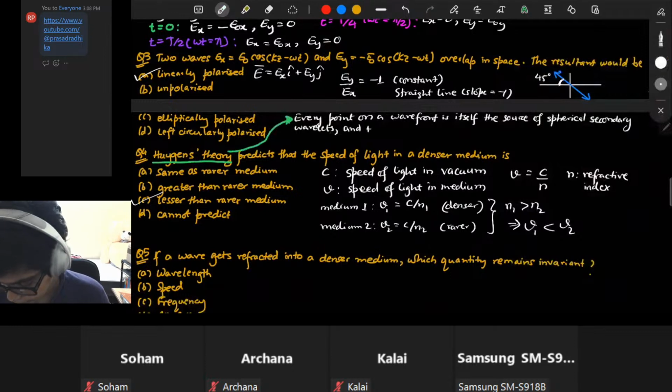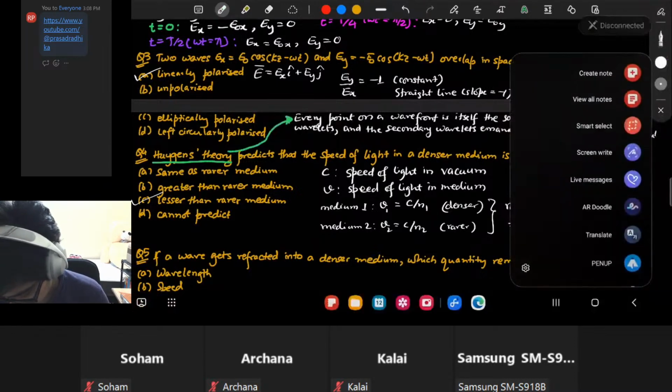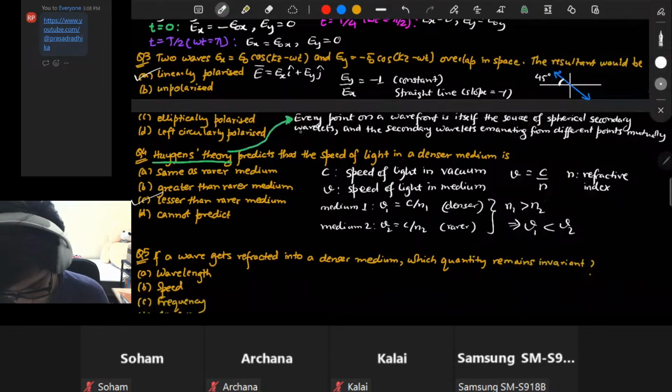And these secondary wavelets, which emanate from different points, they mutually interfere. The sum of these secondary spherical wavelets forms a new wavefront.